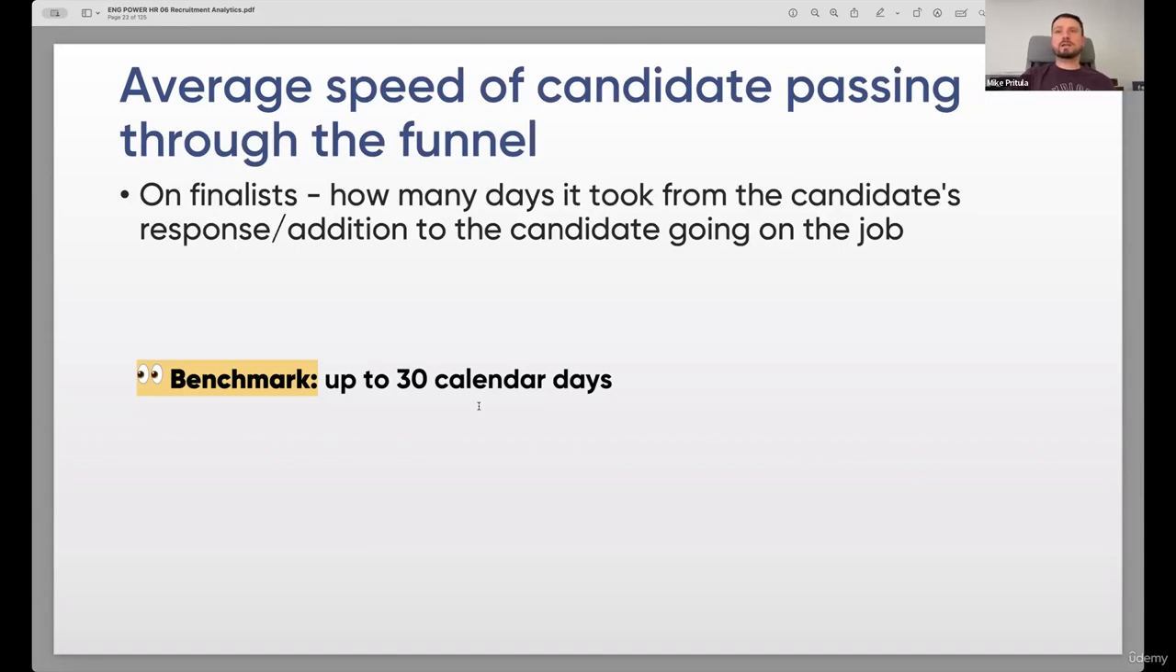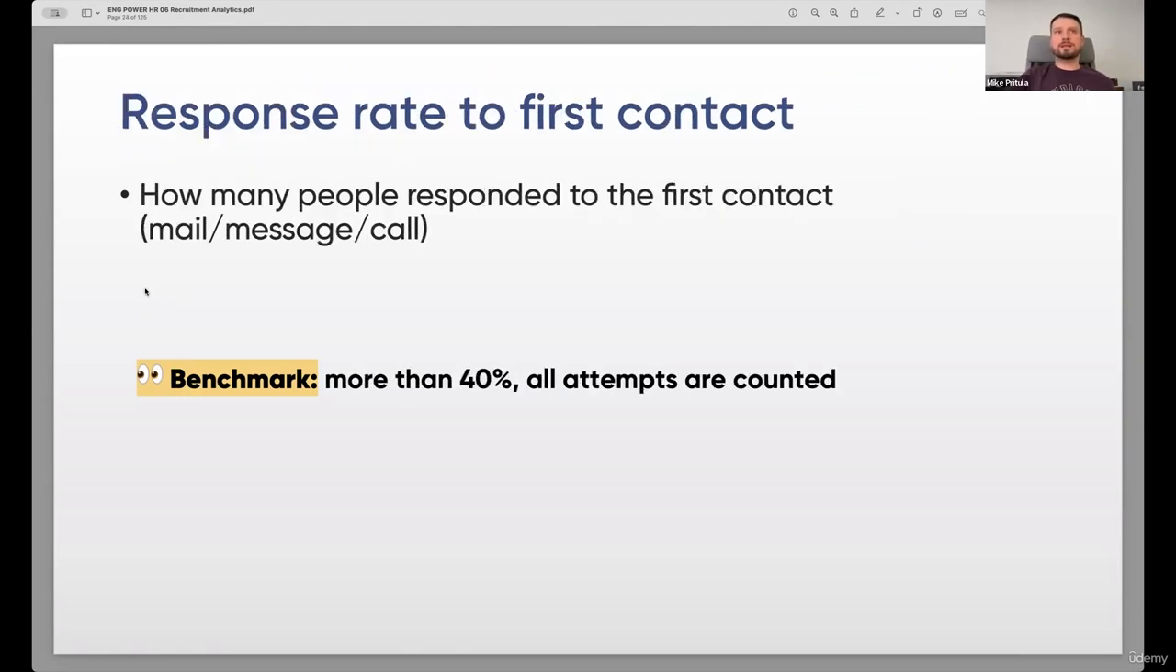Average speed of candidate passing through the funnel. And here we target 30 days, 30 calendar days. So we mean that the candidate we contacted first and then we hired should spend not more than 30 days on the whole recruitment process. Otherwise, we may lose this candidate.